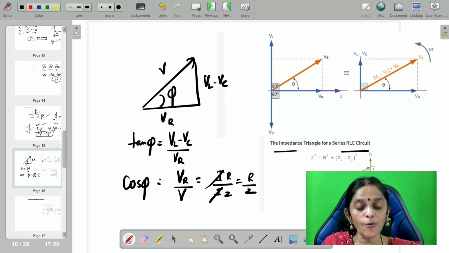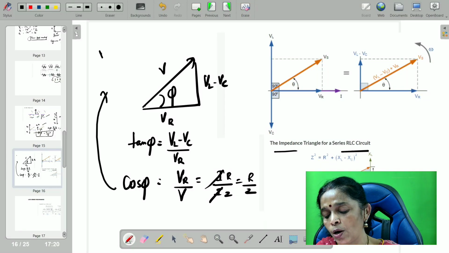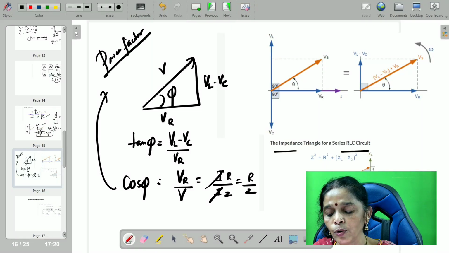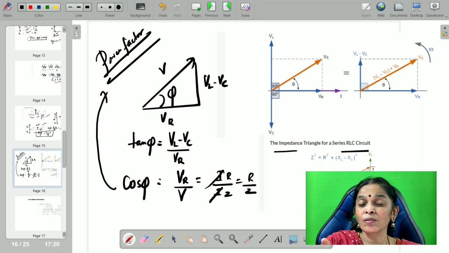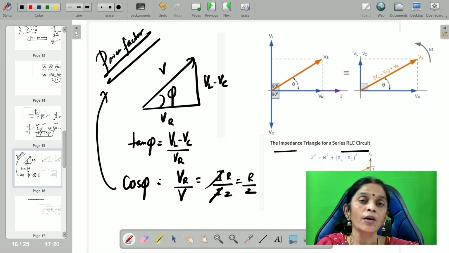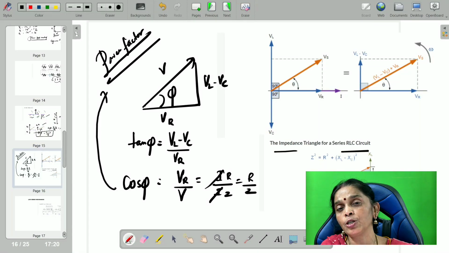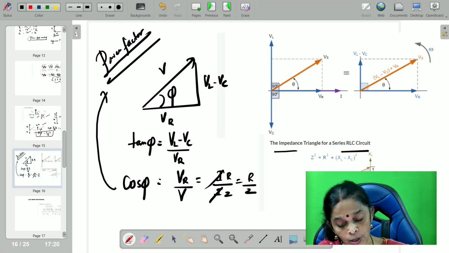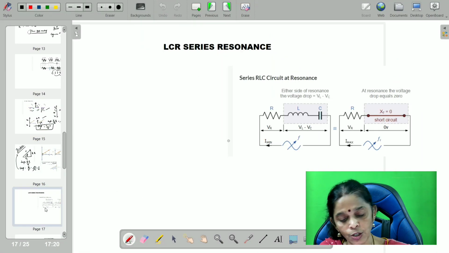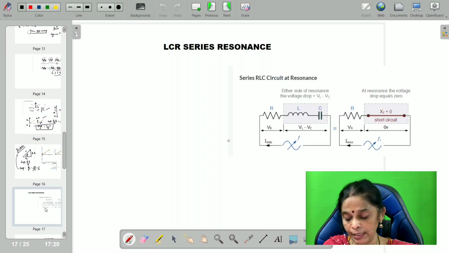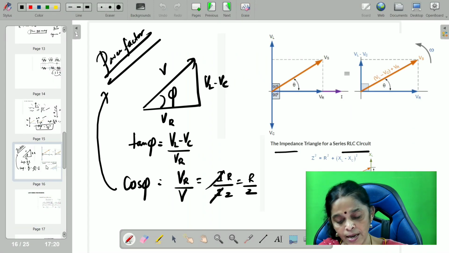Why am I especially finding out cos phi? Because the cos phi is called the power factor. What is it called? Power factor. The power factor value decides whether there will be a maximum power dissipation or minimum power dissipation in the circuit. That is why it's so special. So now let us see here, we have impedance I am going to see.